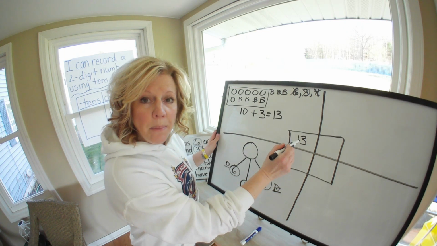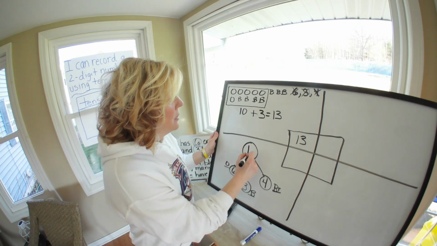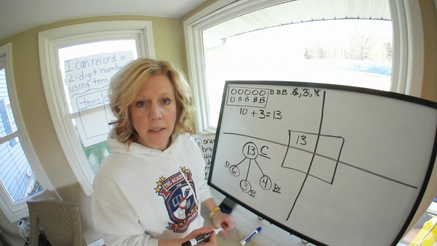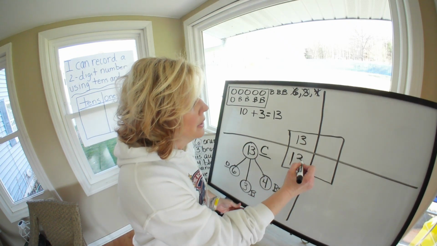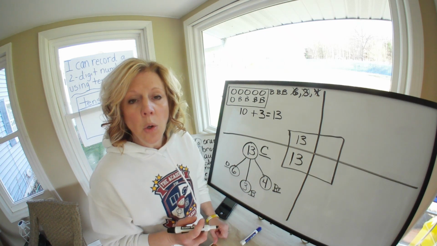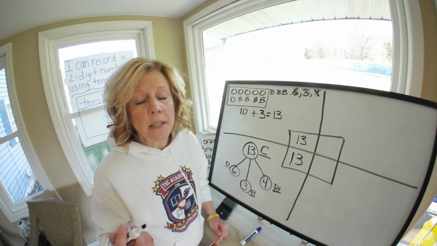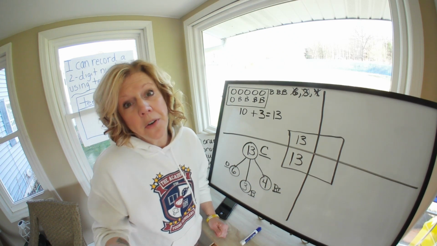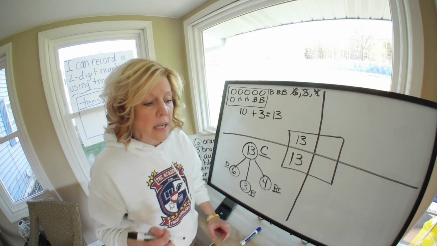Does it match what I have up here? Absolutely. So I'm going to put a 13 here, and I'm going to label this C for cats. But I can't forget to put the 13 in the middle. Now, we need a number sentence. Our number sentence is going to be a lot longer than the normal one, but it's going to be shorter than the one we did yesterday. So let's take a look.